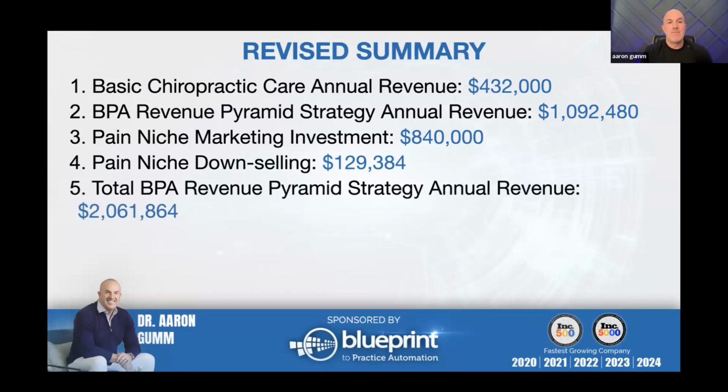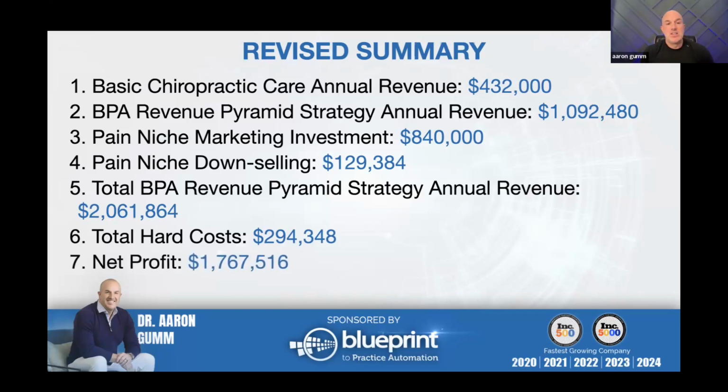We look at the new annual revenue is $2,061,864 from 432,000. We take the hard cost out from nutrition kits to infrared devices, stimulation devices, $294,348. You're not buying those until the patient buys it, so it doesn't come out of your pocket until they buy a care plan. So the net profit of this practice was $1.7 million just by following the BPA revenue pyramid. And they're a basic chiropractic model.